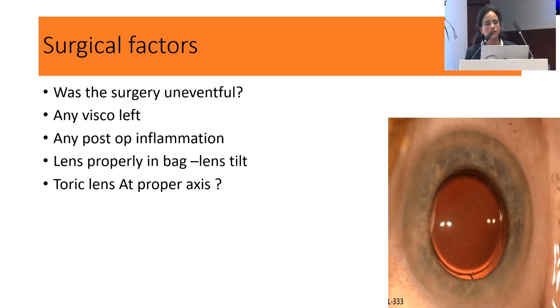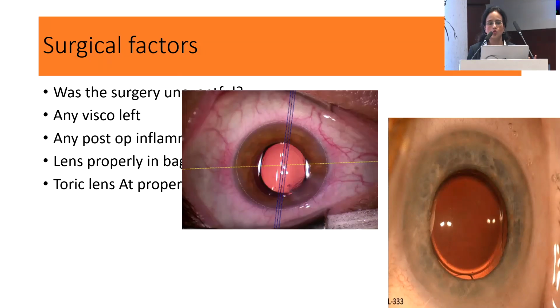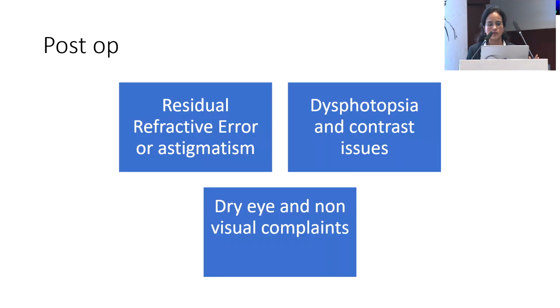Then the surgical factors. Was the surgery actually uneventful? We might be able to get away with some surgical mistakes in monofocal lenses, but you need to have a clear cornea with no inflammation and a quiet eye. Ensure that the lens is properly in the bag, no haptic is out of the bag, and if there is a toric lens, that it is properly in the axis.